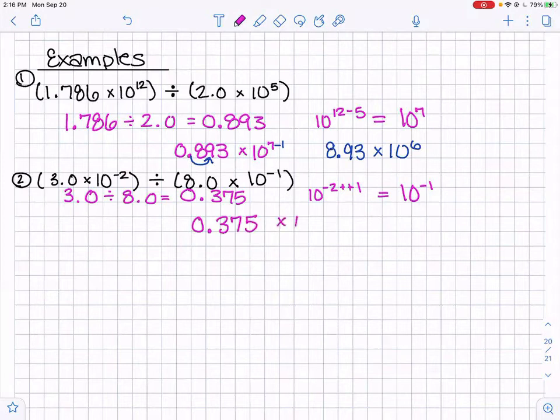So I've got 0.375 times 10 to the negative 1. Is that in correct standard form? No. We have to move 1 to the right. So we have to subtract 1. Negative 1 minus 1 would be, if I owe you $1 and you loan me another $1, how much money do I owe? Negative 2.